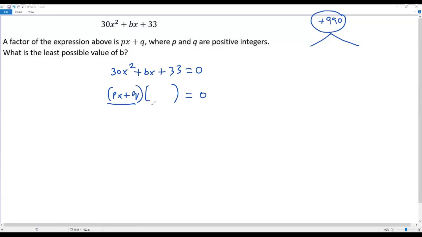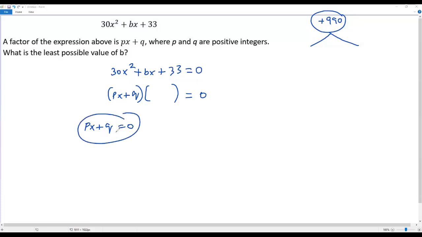Anyways, the product of these two quantities equals 0. I mean, the product of the two linear factors equals 0. So either this one equals 0 or this one equals 0. If I equate px + q equal to 0, then I will be getting one of the values of x for this quadratic equation. I don't equate the other factor to 0 because it's not known.